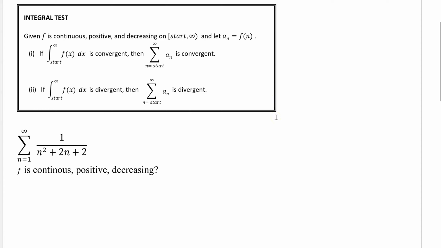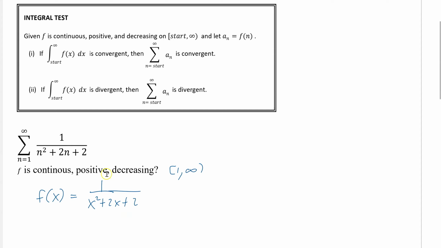All right, so this is just some more examples of our integral test, and we've already shown this in the previous video, so let's get started. Our three conditions are that our function f, in this case our f of x is going to be our a sub n, which is 1 over x squared plus 2x plus 2. So we need to show that it is continuous, positive, and decreasing from 1 to infinity.